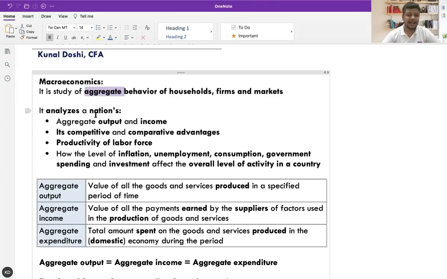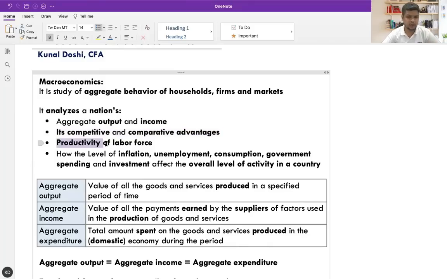What is it going to analyze? As I said, aggregate output and income, which is nothing but related to GDP. Competitive and comparative advantages. So here we are going to compare why a particular economy is better than another economy and what the reasons are.